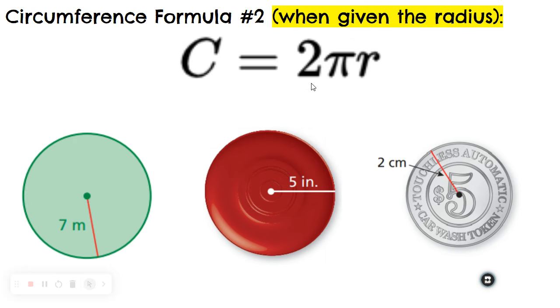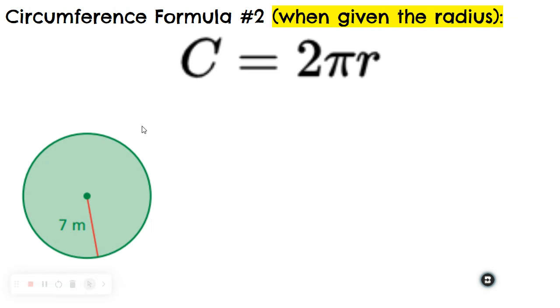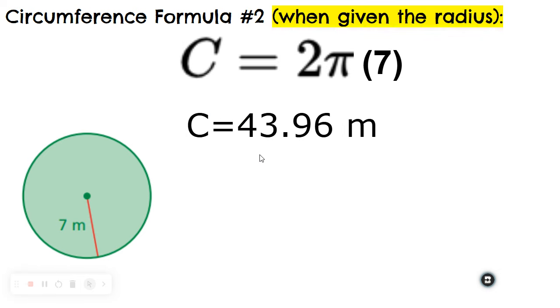So for this formula, we have to do 2 times pi times our radius. Starting with this green one, I see that my radius is 7. So I'm going to take R out and put 7 in. To find my circumference, I'm going to do 2 times 3.14 times 7. I get 43.96 meters.